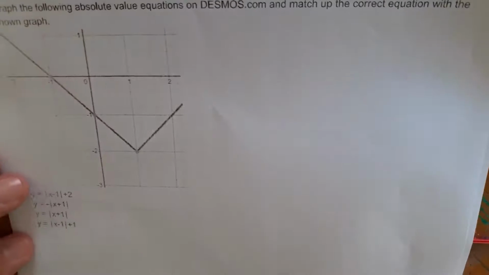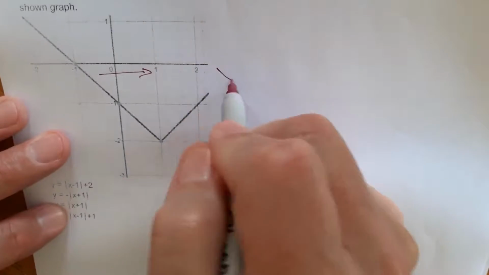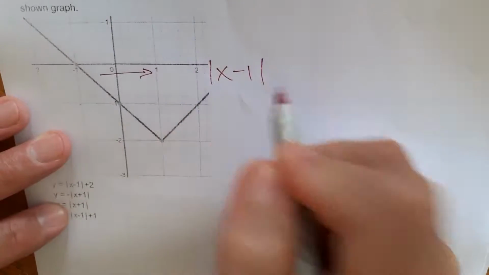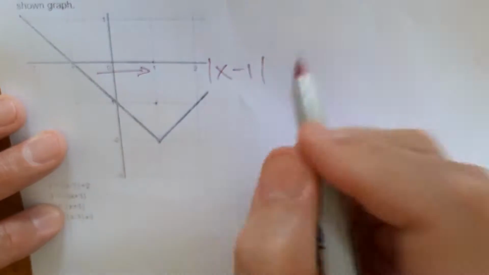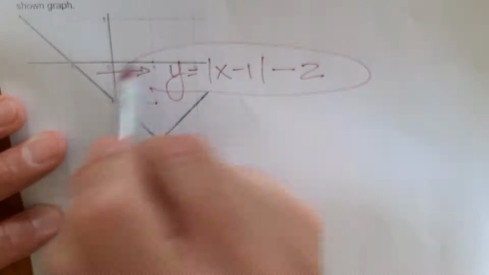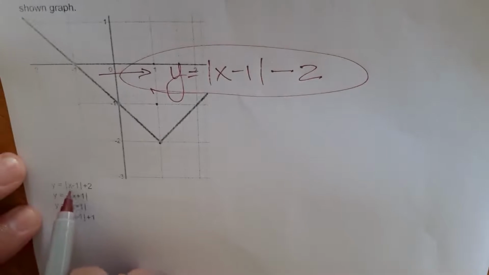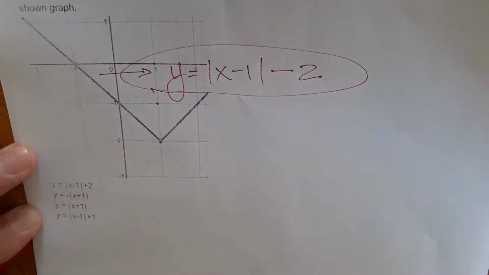Let's do another. All right. Wow, they're taking it up a step on us. Okay, so now this has gone to the right 1. So I can imagine an x minus 1 inside of the absolute value. And it's gone down 1, 2. So how about a -2 outside of this, y equals absolute value of x minus 1, plus 2? No, it's not +2. That's wrong.